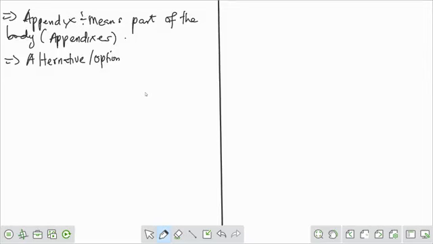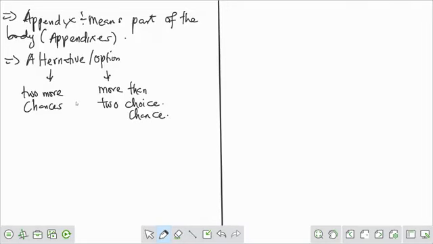Now, alternative means when you are left with just two chances, or even one. But option has to do with more than two choices, or even more than two chances. So if I tell you that you have no alternative, it means you have no more than one option or two options.